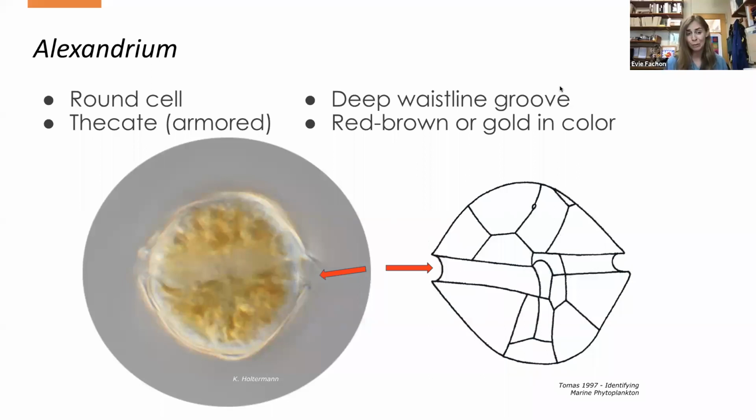Alexandrium specifically is generally a rounded cell. A big characteristic of it is the reddish brown or golden color, as you can see in this image on the left. It's also what is known as a thecate algae, which means that it has plates or armor around the cell. These can be a little difficult to see with regular light microscopy, but it is something to keep an eye out for when you're looking at your samples. Alexandrium also has a deep waistline groove known as a cingulum. I've included some arrows here to point that out. Thomas mentioned the other day that this makes the cell look like a squashed hamburger, a description I've never heard before, but that I really like.